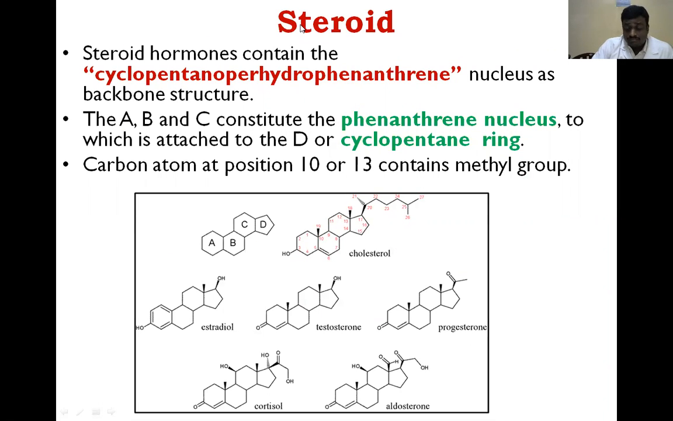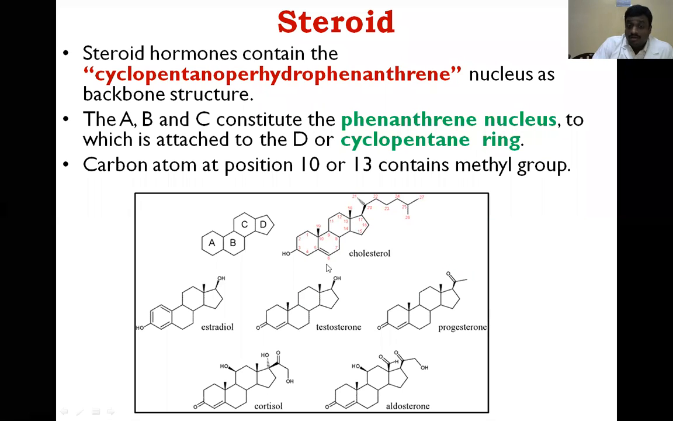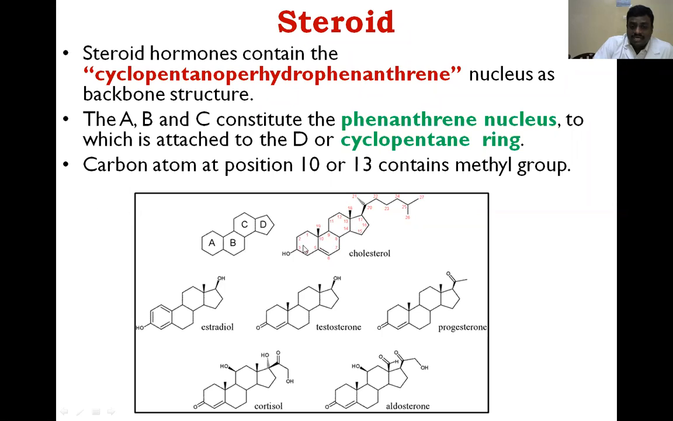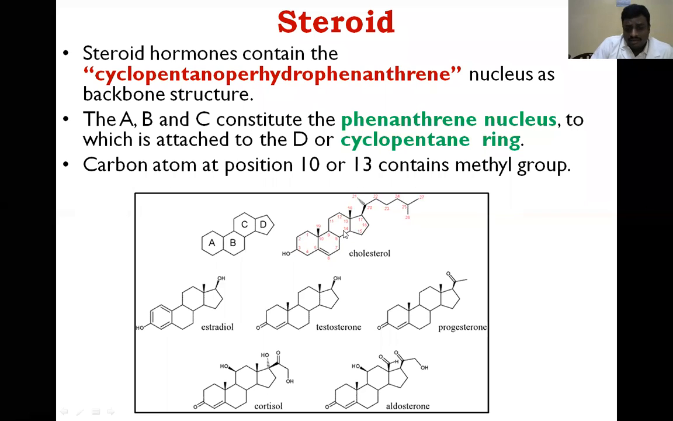Whatever hormones are produced from the adrenal gland are all steroids. Why are they called steroids? All the steroids are produced from cholesterol. The basic structure of cholesterol is named cyclopentanoperhydrophenanthrene. That is the name of the cholesterol structure.